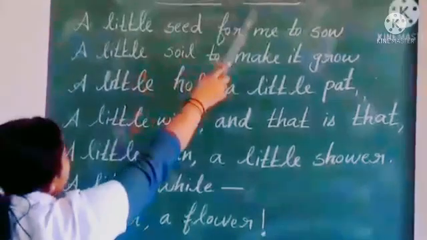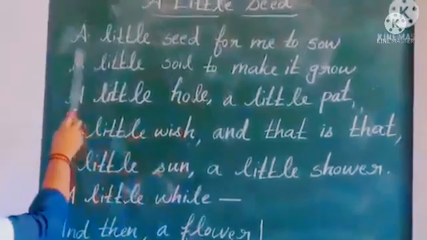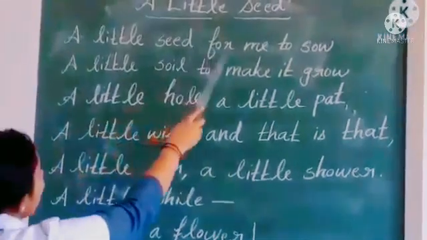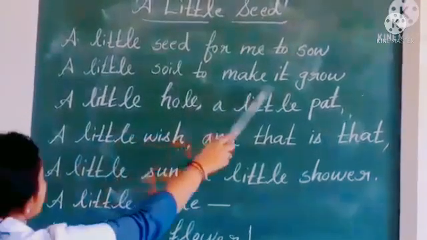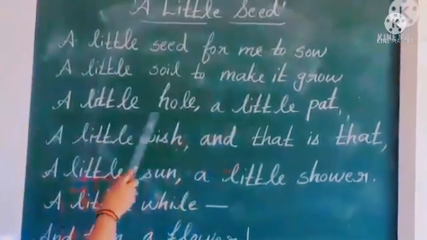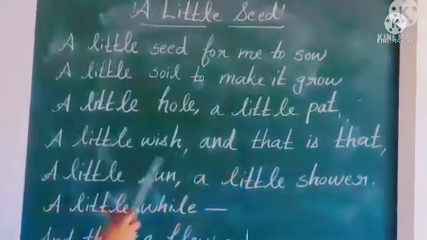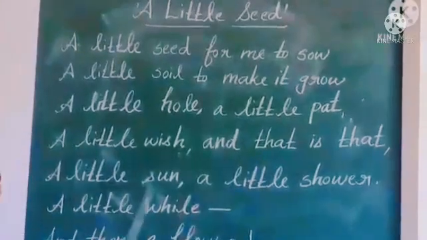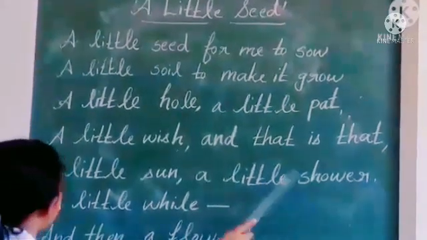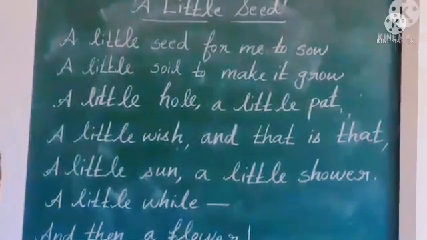A Little Seed. The name of the poem, A Little Seed. A little seed for me to sow, a little soil to make it grow, a little hole, a little patch, a little wish, and that is that. A little sun, a little shower, a little while, and then a flower.